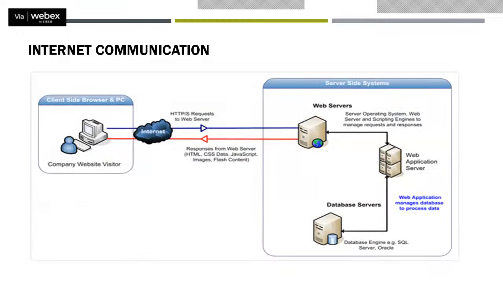So internet communication, how exactly does it happen? This diagram shows a client-side browser. So basically, what is a browser? A browser is an application program which is used for taking the request from the user and sending the request to the server. The browser plays a very important role, and it is the initial point of the communication.